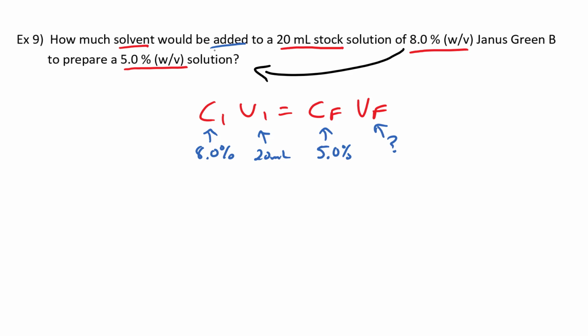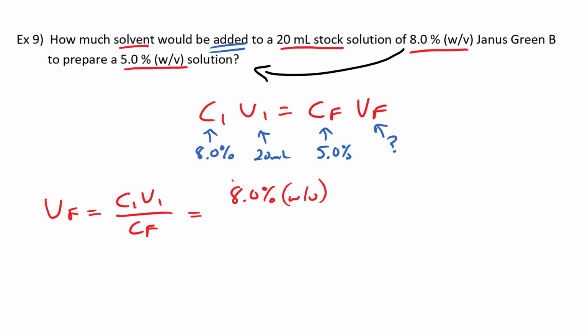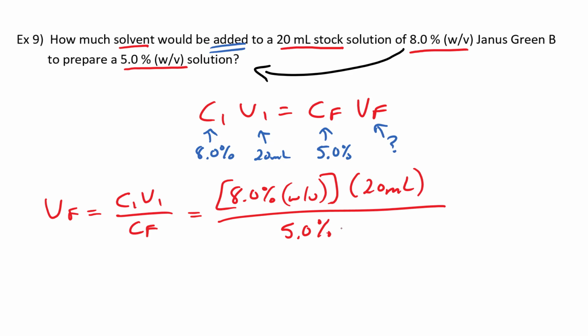But I asked for how much needs to be added. So I'll have to do one extra step at the end. Let's rearrange first and then solve. We're solving for VF. Sub in now. Percent weight by volume cancels out. I'm left with milliliters. 8 times 20 divided by 5.